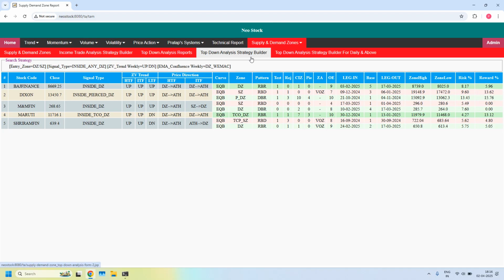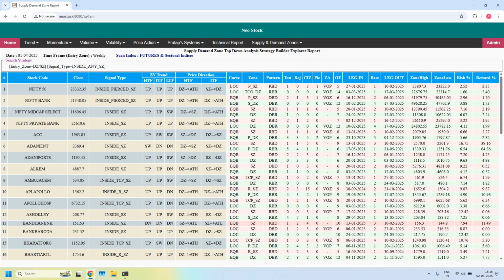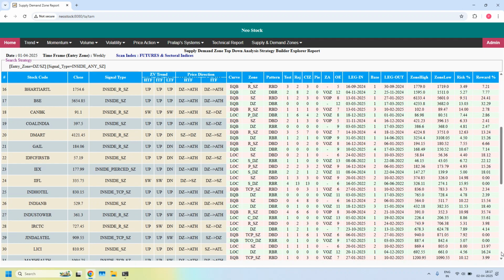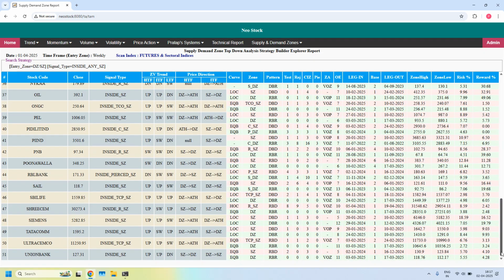Okay, next, weekly time frame. Price closed inside the weekly supply zone. First 16 stocks in the list. Scrolling the list down. So total 51 stocks are filtered.